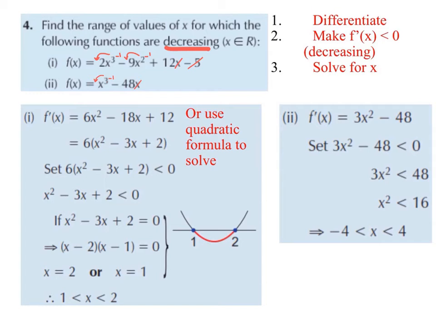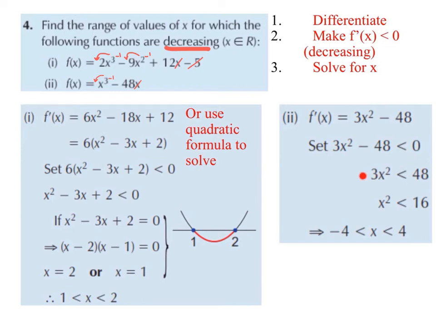So step 1 was differentiate, which is what we've done. Step 2, let the derivative be less than 0, because we're interested in where it's decreasing. So we set 3x squared minus 48 to be less than 0. We're going to bring the minus 48 over the inequality sign to get positive 48 on the right hand side.